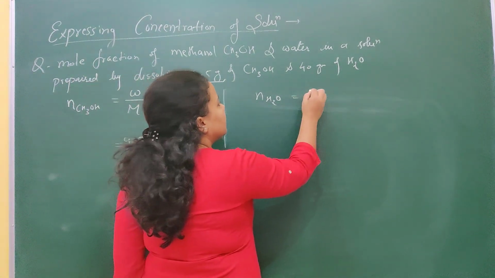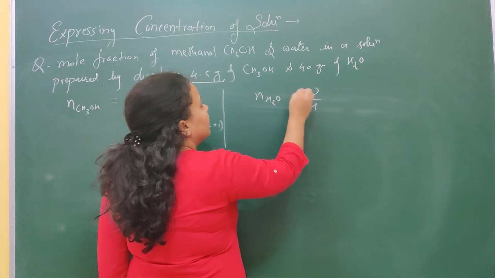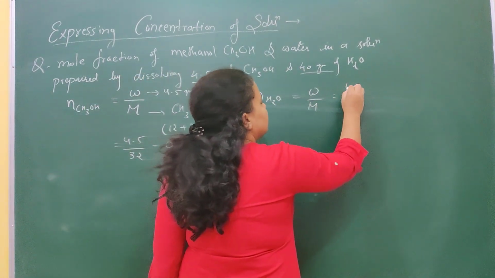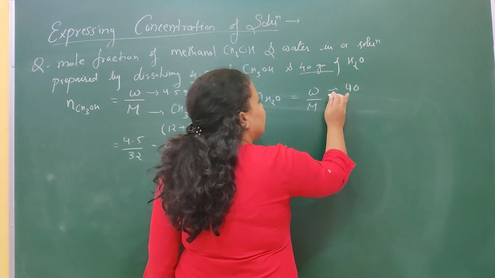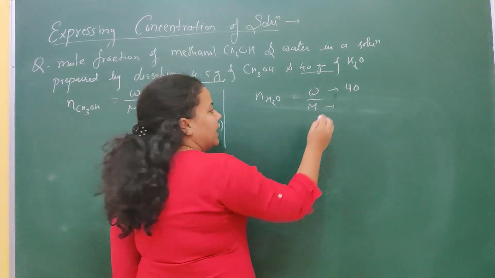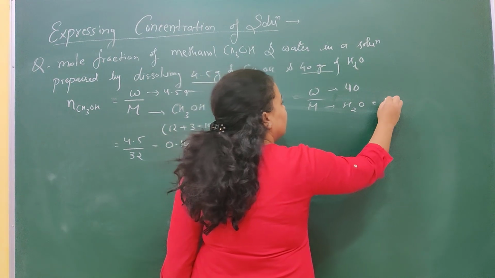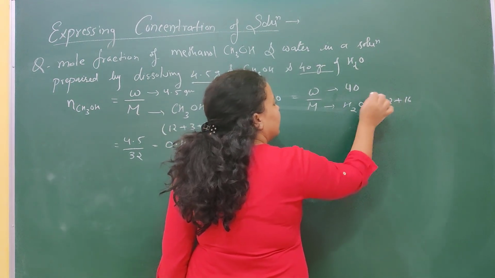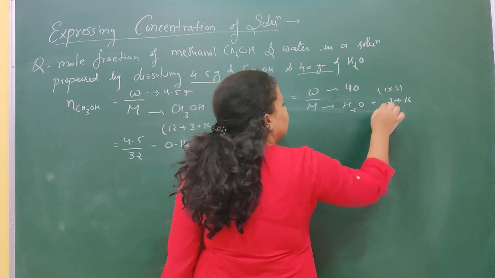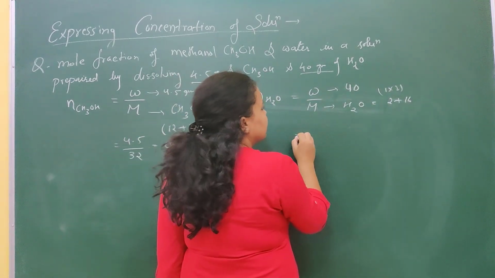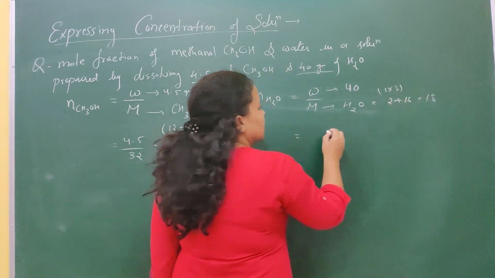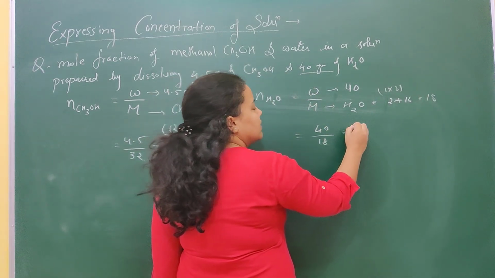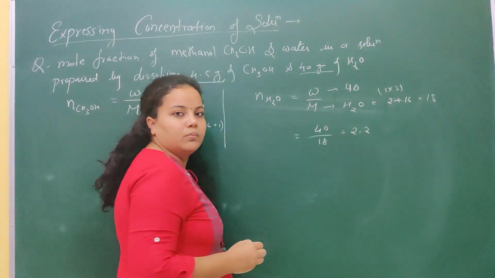Moving on to water, again we'll be applying the same formula. So what is being given over here? 40 grams of water. So water here is 40, value of W is known. What will be the value of capital M for H2O? How do we calculate? 2 plus 16, right? 2, that is for hydrogen, it's 1 into 2, right? So the value comes as 18. So here how will I calculate? 40 upon 18, which will come as 2.2, right?